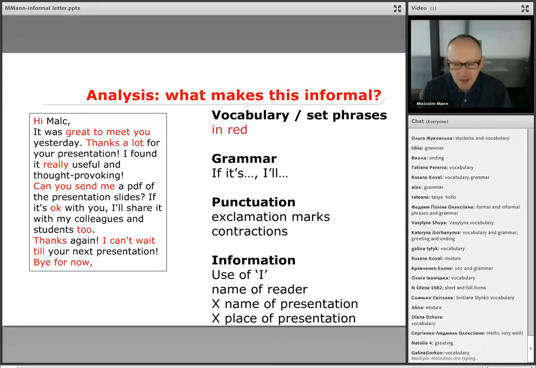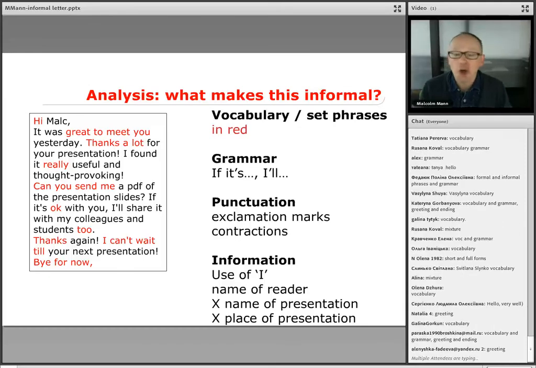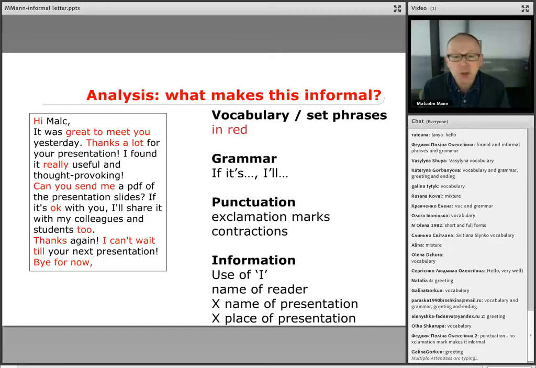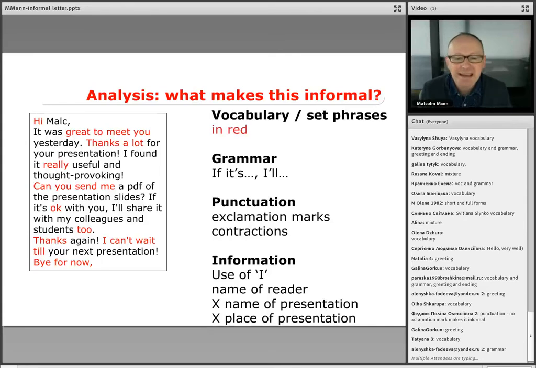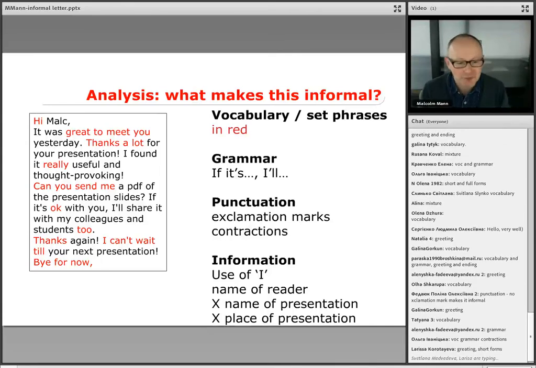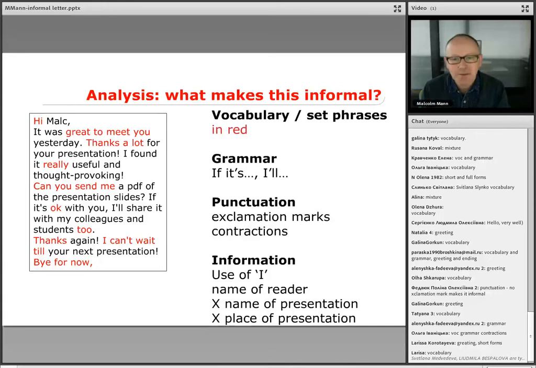Hi, not dear. Great to meet you. Thanks a lot. Can you send me? Not could you send me? Not I would be grateful if you could send me. Okay, to use the word okay is informal. To use the word too, T-O-O, not as well, is informal. There's some grammar. If it's I'll, that grammatical structure is informal. There are exclamation marks and there are short forms. It's okay. I'll share it with you. And there are some information issues that make it informal as well.